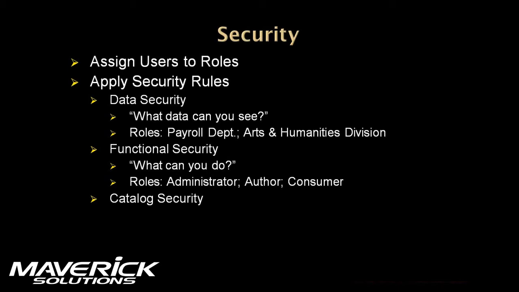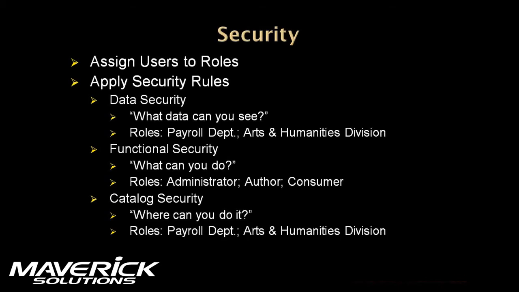And third is catalog security. If you work in the registrar's office, can you run reports that are stored in the athletic department folder? So catalog security has to do with not just what you can do, but where can you do it. If you can run reports from the athletic department folder, can you change them? Can you save new reports into that folder? That's catalog security. And again, typically, that's going to be based on your organization within the bigger organization.